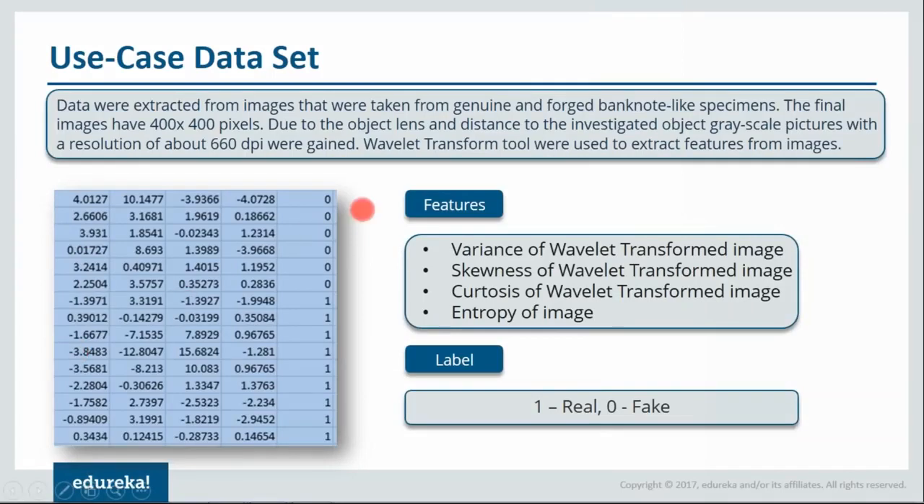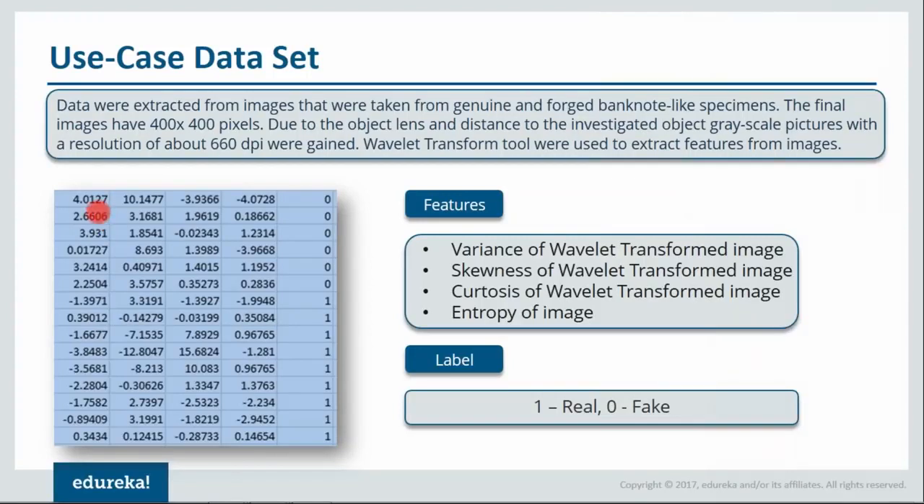In it, data were extracted from images that were taken from genuine and forged banknote-like specimens. After that, wavelet transform tools were used to extract features from those images. And these are few features that I'm highlighting with my cursor. And the final column, or the last column, actually represents the label. So basically the label tells us to which class that pattern belongs, whether that pattern represents a fake note or a real note. Let us discuss these features and labels one by one.